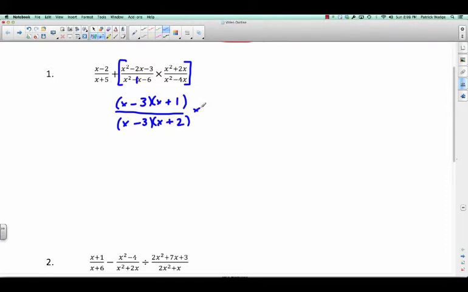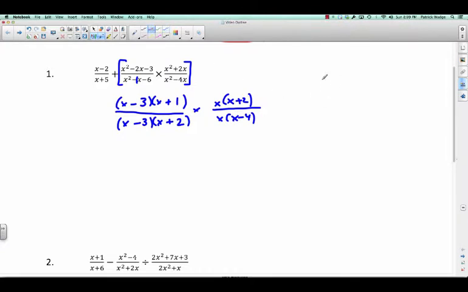Great, we're going to multiply all that by, here we have a greatest common factor we can take out. The greatest common factor is x, and we're left with x plus 2. And here we also have a greatest common factor of x, and we're left with x minus 4.